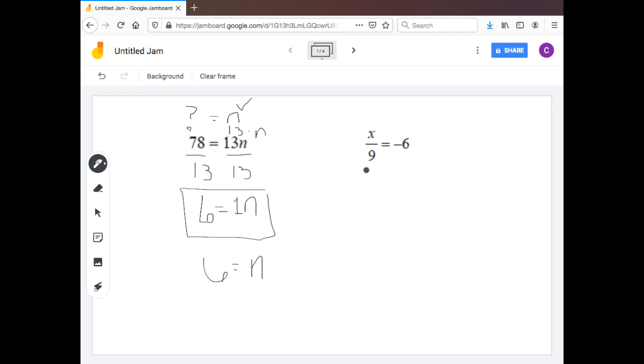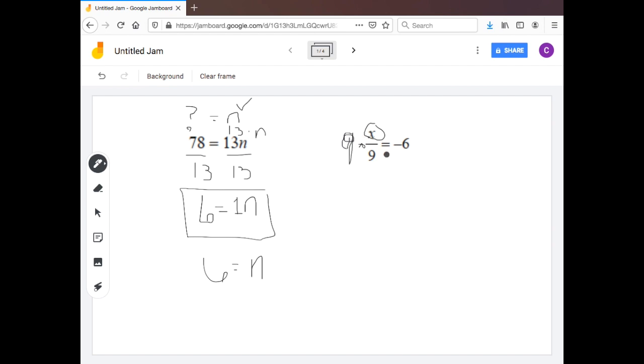Now, on this side, we have to look at what operations we're using. It says x divided by 9 is equal to negative 6. Negative 6, we can't really do anything to. It's sitting there by itself, it's already isolated. But we want to isolate the variable x. So what I have to do is get rid of the 9. If I'm dividing, I would use the opposite operation, and the opposite operation of division is multiplication. So I would multiply by 9.